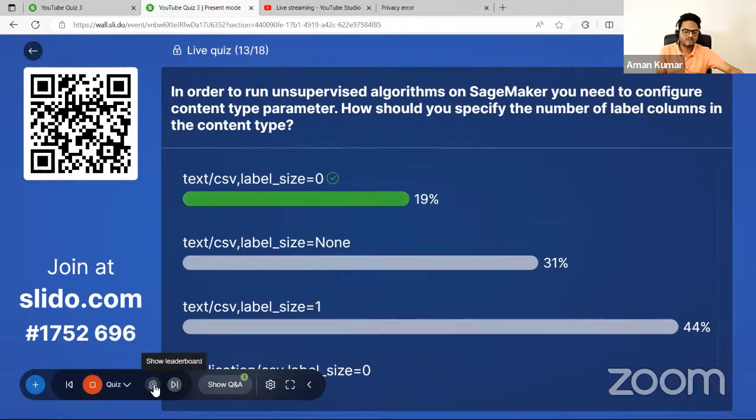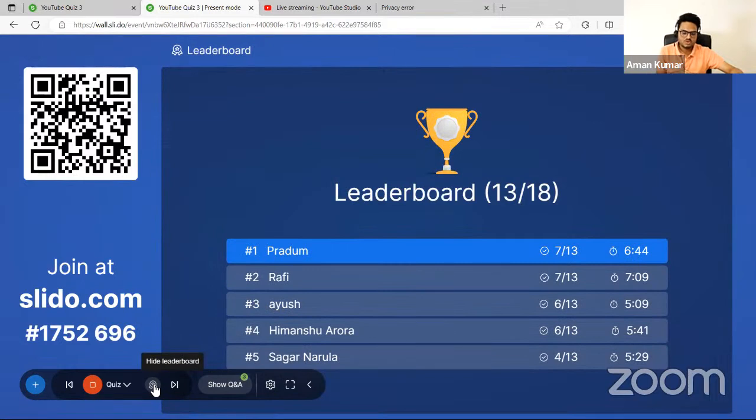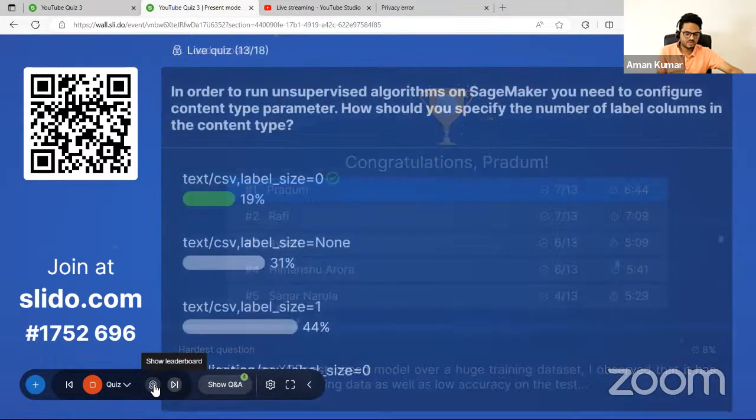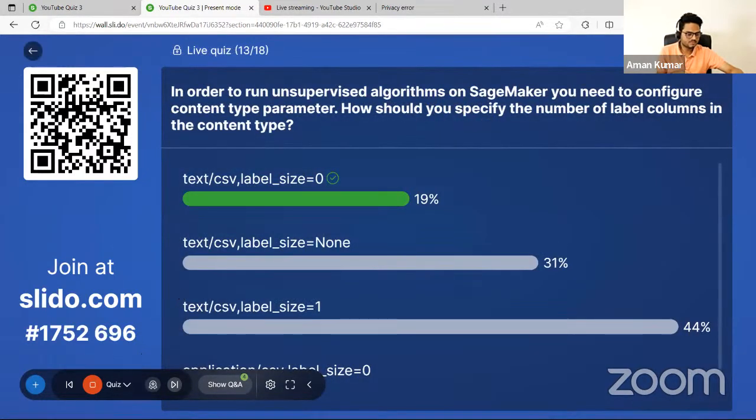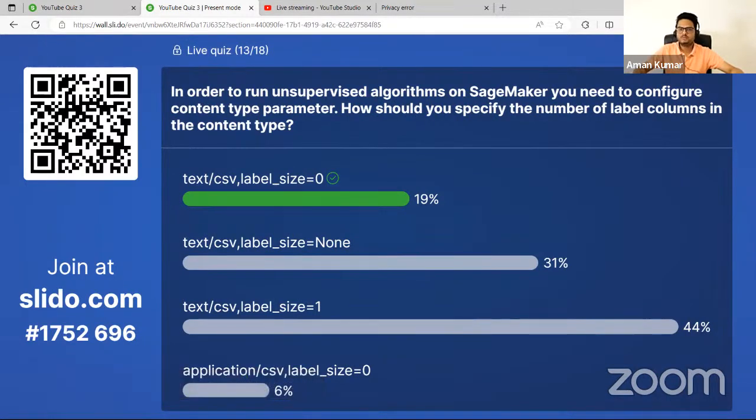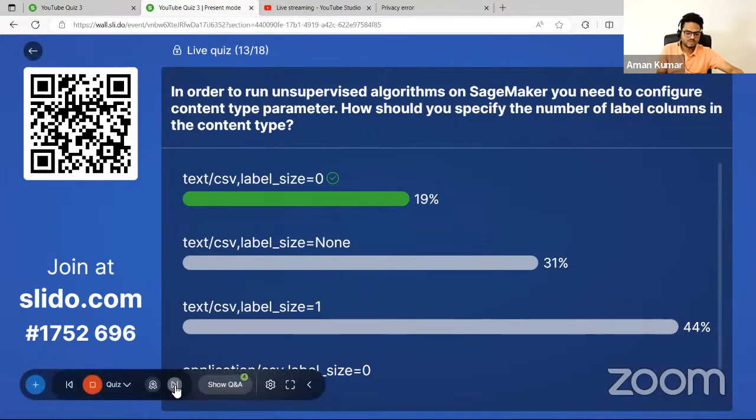Let's see the leaderboard once. We have only 5 more questions to go. So Pradum is on the top, then Rafi, then Ayush, then Himanshu, and then Sagar. Great going, guys. Let's move to the next one, and now it will be more of a SQL based and some Python based questions. So let's move to the next one.